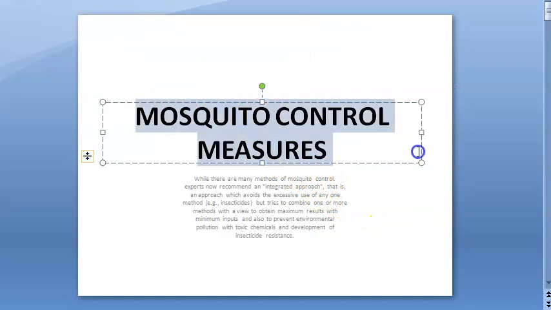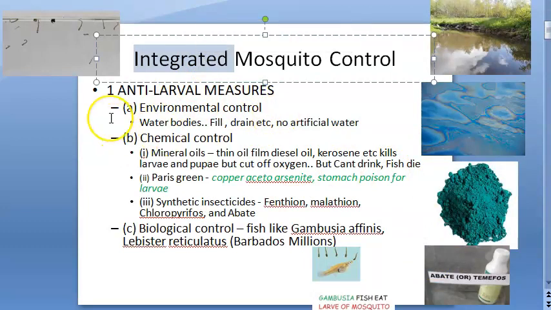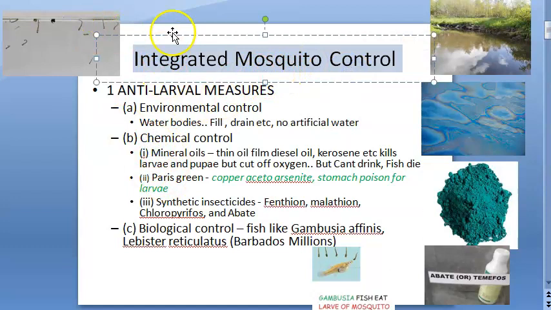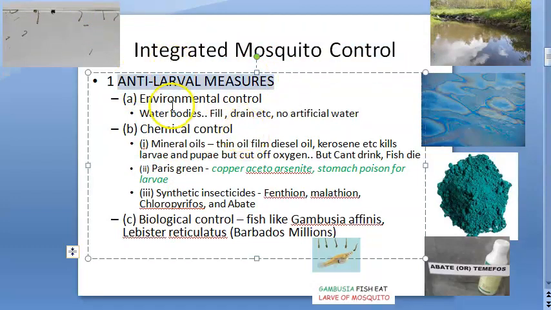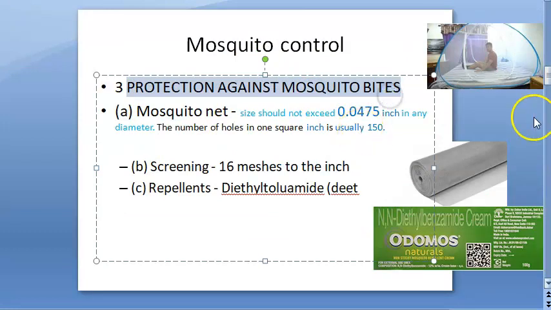In this video, we have looked at mosquito control measures. Basically, what is integrated vector control in that mosquito control? Integrated means any one step is not enough. You have to do more than one step so that you achieve control, right? So in the integrated mosquito control, you have three things. You have anti-larval measures, then you have anti-adult measures, and then you have protection against mosquito bites. Three things you have to write.